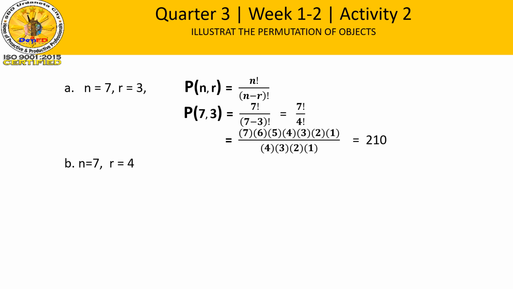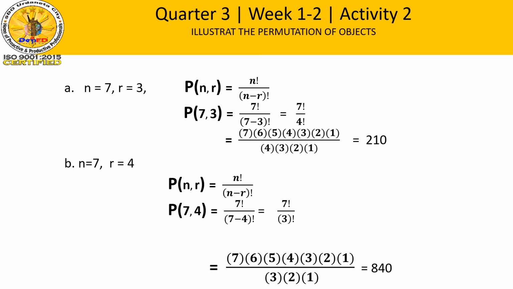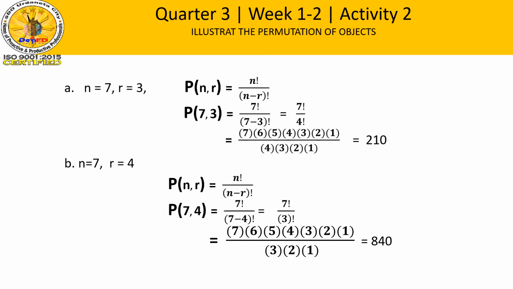Next, if n is equal to 7 and r is equal to 4, we have again the equation. Then by substitution, we have 7 factorial divided by 7 minus 4 factorial. So we have 7 factorial divided by 3 factorial. So we have 7 times 6 times 5 times 4 times 3 times 2 times 1 divided by 3 times 2 times 1, which is 840.